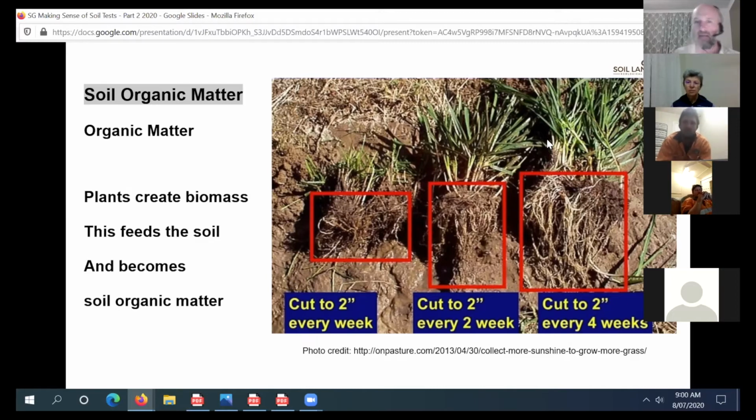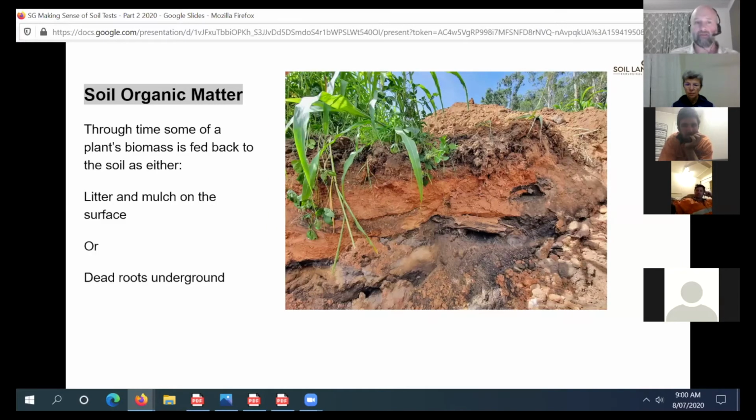So plants take up nutrients from the ground, they fix carbon from the air, and the two of them together make the biomass. So that biomass gets fed to the soil over time. Some of those roots die and that leaf falls as litter, or cows eat it and then manure, all the rest of it. That biomass, as soon as it hits the soil, we call it soil organic matter. It's just plant biomass that's left the plant, basically. So it gets fed back to the soil as either litter or mulch on the surface, or dead roots underground.